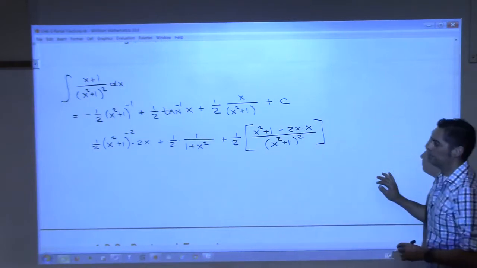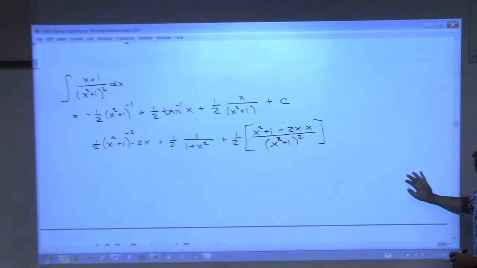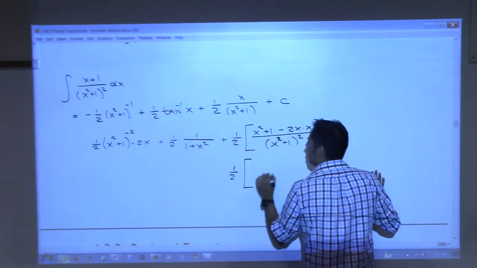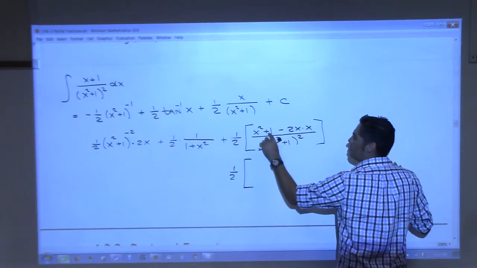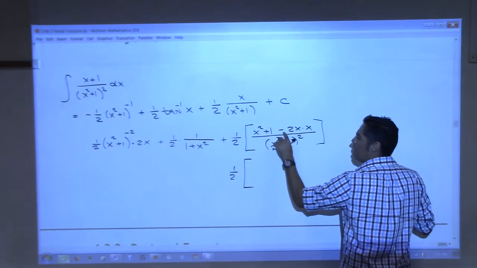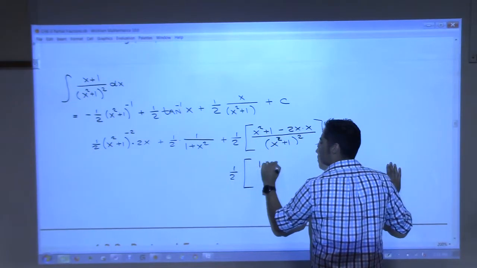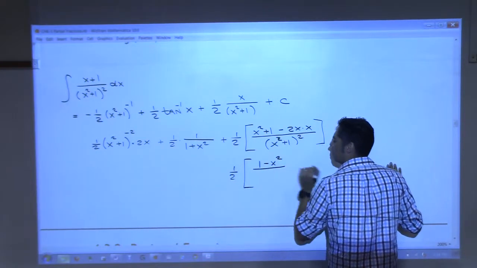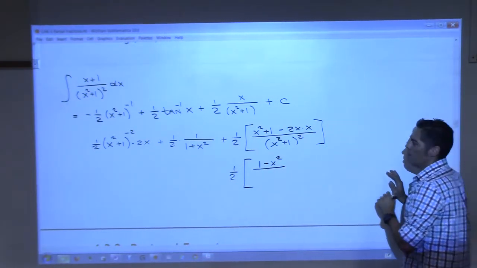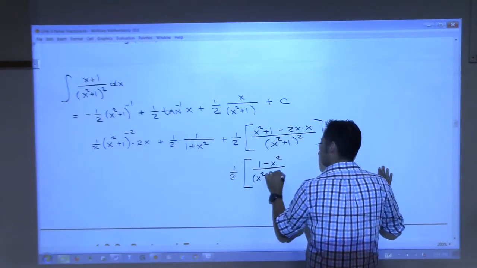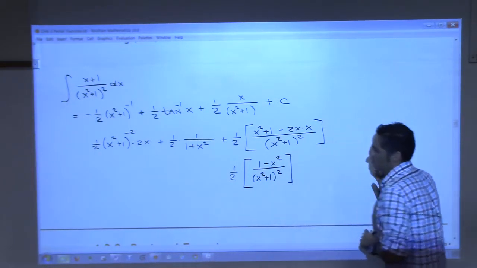Right? Okay. Let me clean that up. This is 1/2. All right, here we got x squared plus 1, right? And then minus 2x squared, which really means 1 minus x squared. Yes? Over x squared plus 1 squared. Okay, so that's that part.